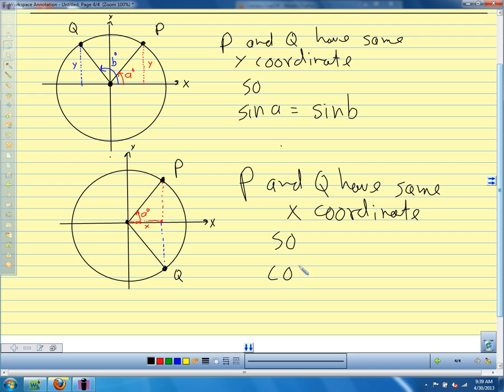So the cosine, and I forgot to draw my angle here. Let's draw the angle of rotation. The angle of rotation for B, angle B, is all the way around there. So cosine A equals cosine B. So those two angles have the exact same cosine. I can always find two angles that have the same cosine.